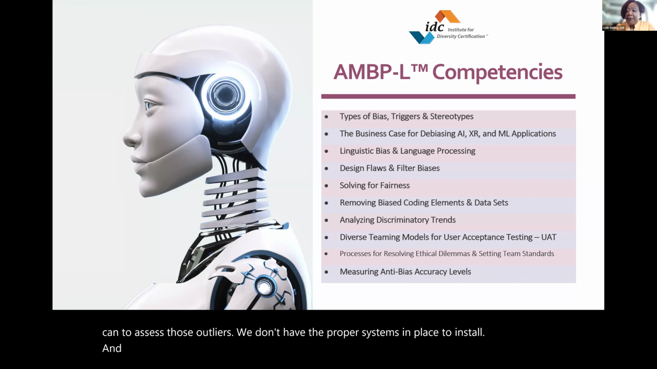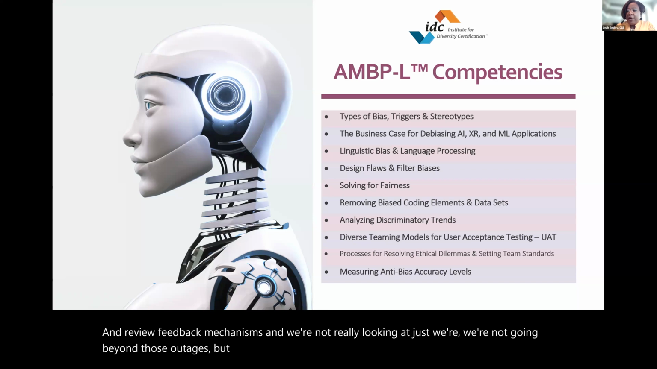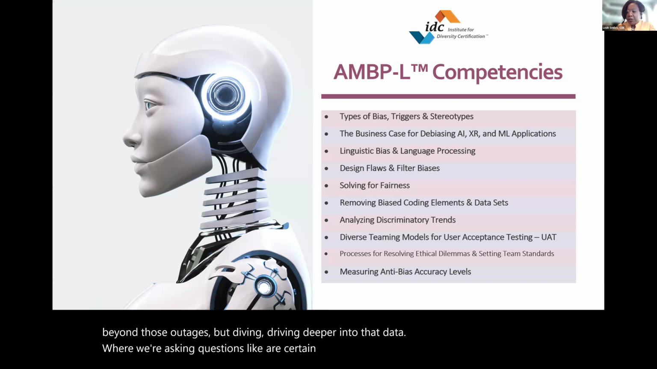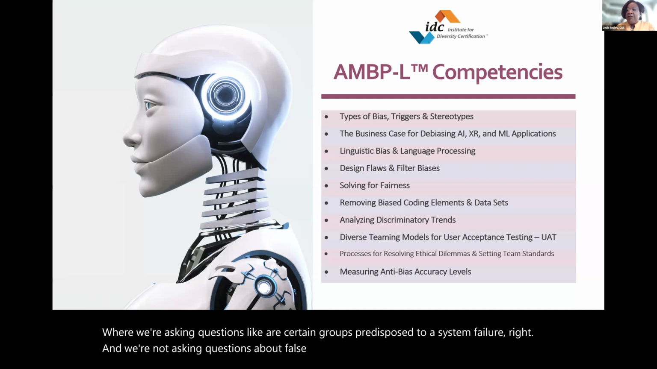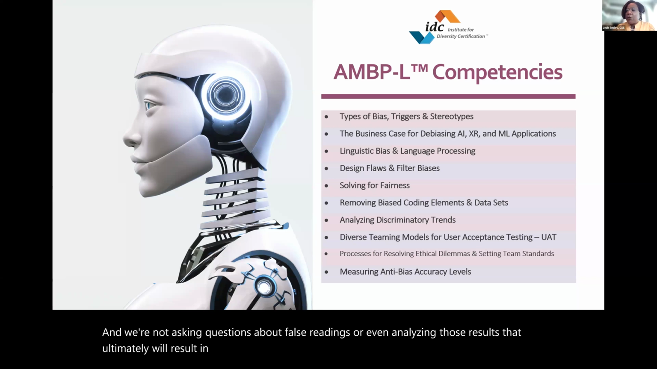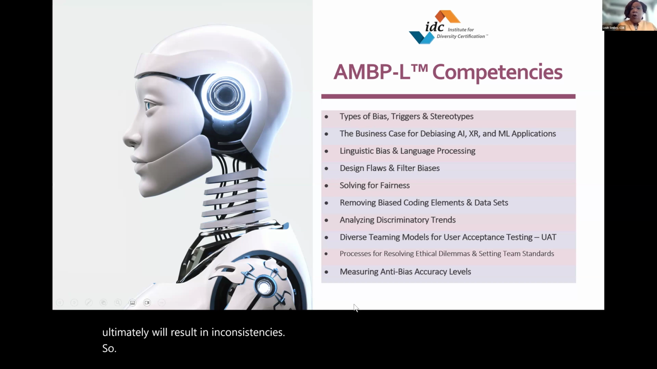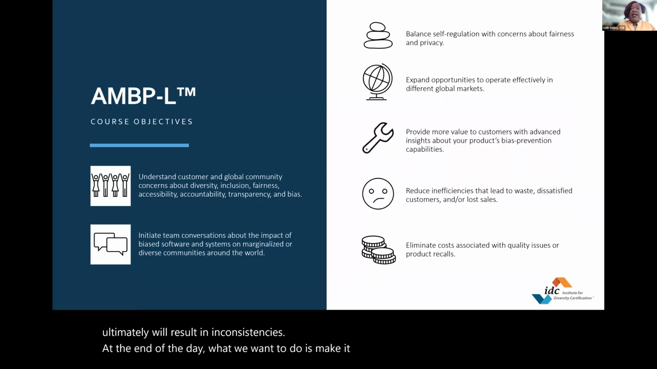and review feedback mechanisms, and we're not going beyond those outages, but driving deeper into that data, where we're asking questions like, are certain groups predisposed to a system failure, right? And we're not asking questions about false readings or even analyzing those results that ultimately will result in inconsistencies. So at the end of the day, what we want to do is make it so that, again, this tool isn't used as a magic bullet, right?